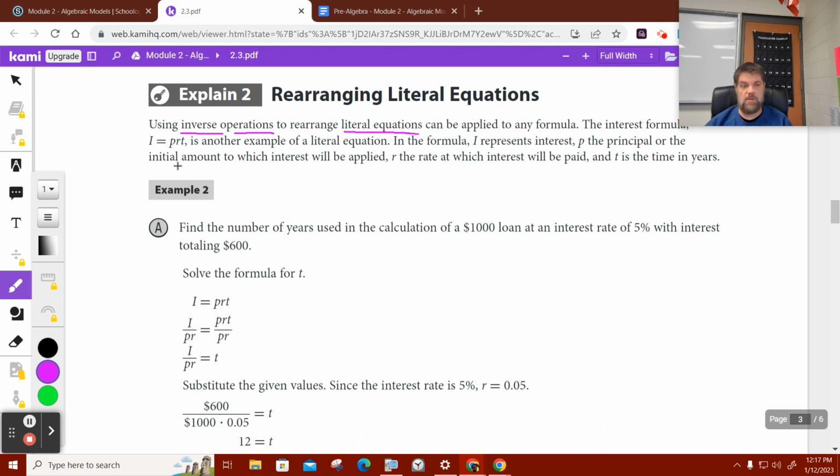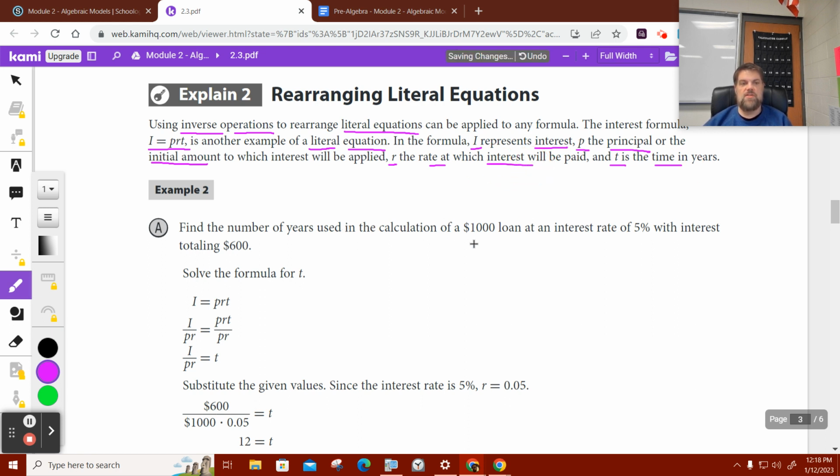So the interest formula, interest is equal to the principal times rate, is another example of a literal equation. The reason they're calling it literal is if you notice there's no numbers there. Each letter or variable represents something. In other words, I represents the interest. P represents the principal or the initial amount. R represents the rate of interest, and T represents the time.